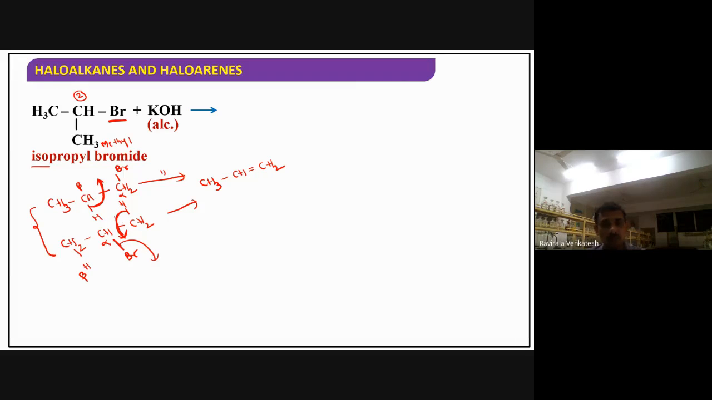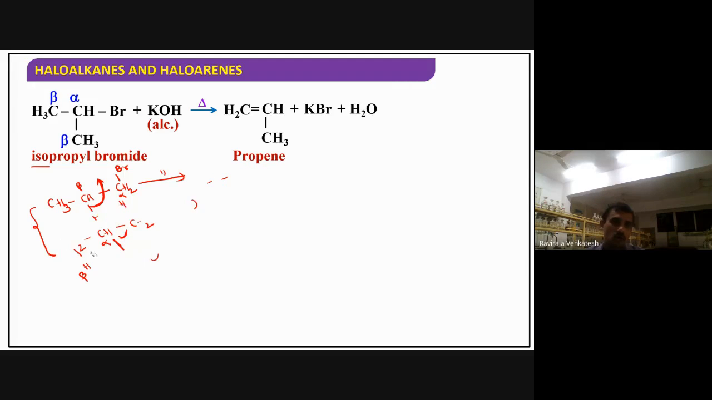So isopropyl bromide is also giving what here? Same propene only we are going to get here, isn't it? So we are going to get the propene plus KBr and water, right? So here I am saying, 1 bromopropane, 2 bromopropane, both are giving the same product. Correct or not? Tell me. 1 bromopropane and 2 bromopropane.